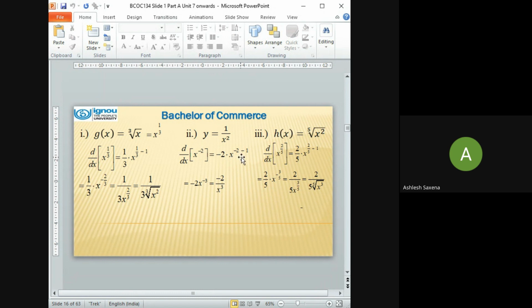We don't keep the power in negative, so we bring it down. It will become minus 2 by x cube.